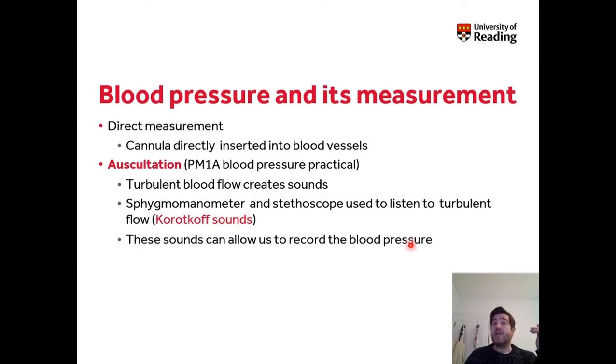When blood is flowing normally in laminar flow, you don't hear anything. But when you inflate this pressure cuff and clamp the artery within the arm, that will then induce turbulent flow that you can begin to hear. And listening to what's happening to these sounds allows us to record the blood pressure.